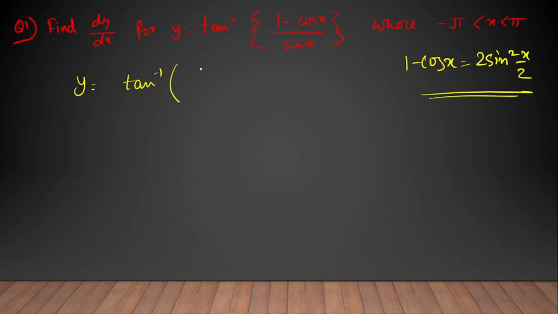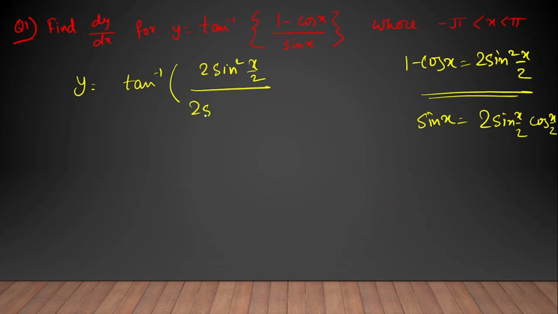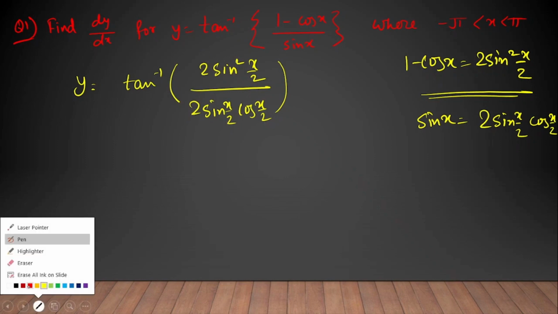I can write here, that is 2 sin square x by 2. And sin x, we can write sin x equals to 2 sin x by 2 cos x by 2. I think you should understand this. We can write it here. Okay, so here 2 and 2 cancel out. Sorry, I'm changing the color.